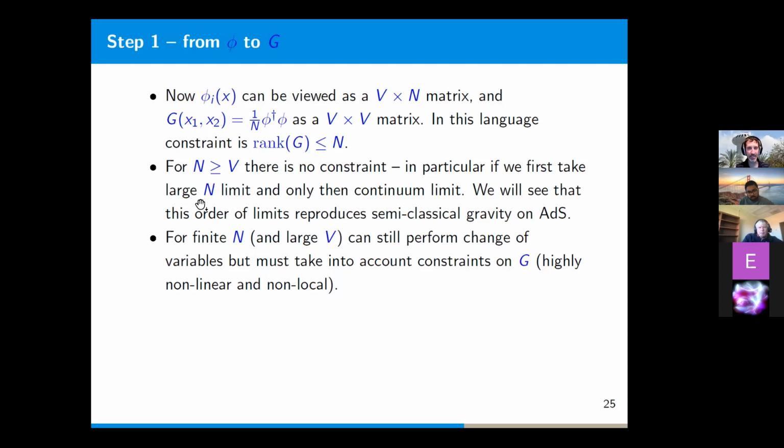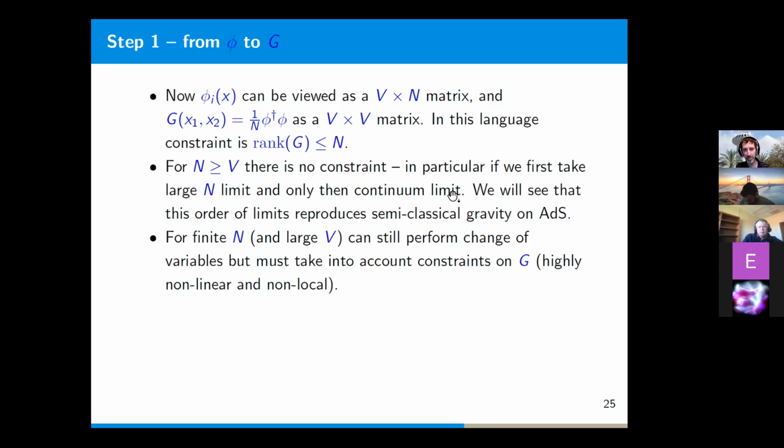One possibility is that we're at large values of n. So if n is bigger or equal than V, then we have no constraint, because of course, a V by V matrix always has a rank less than or equal to n in this case. And this will be the case if we first take the large n limit and only then take the continuum limit. So in this case, we don't have any constraint. All the values of G are possible. And what we'll see is that this order of limits will be the order of limits that reproduces for us the semi-classical gravity theory on AdS space. So in this order of limits, we have no constraints on G.